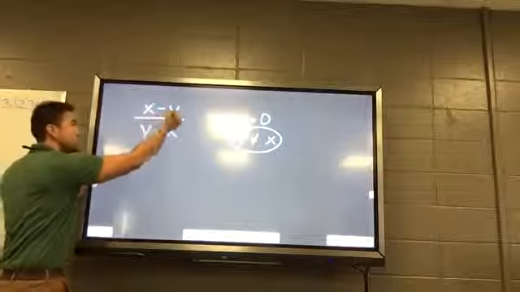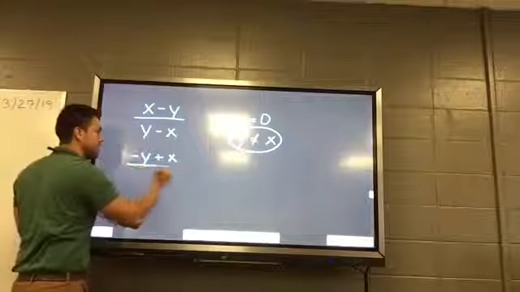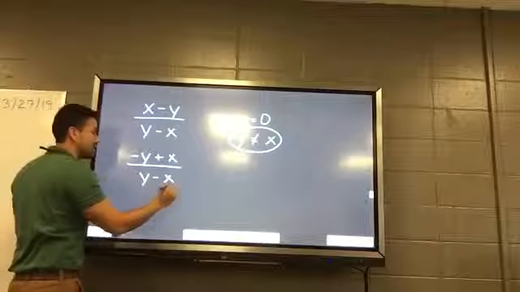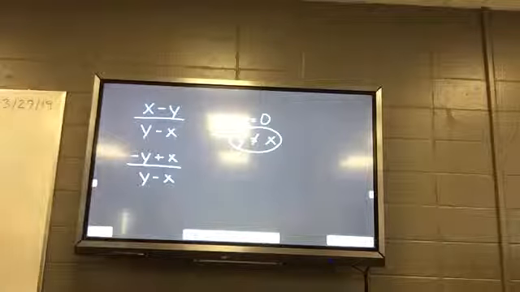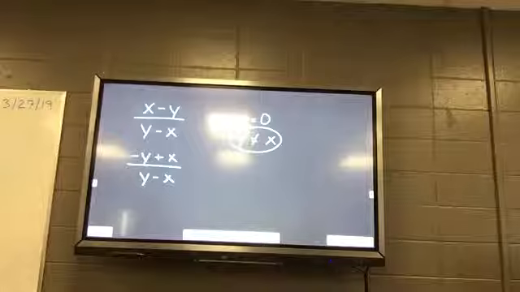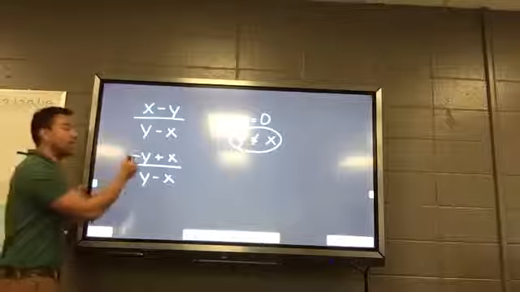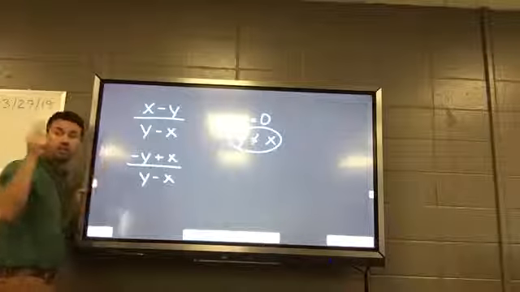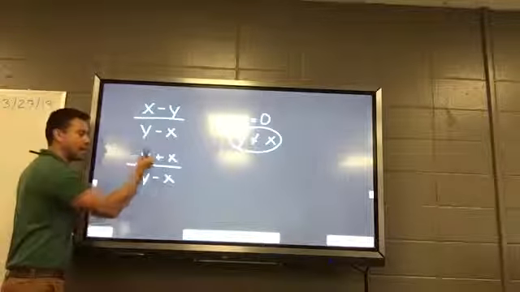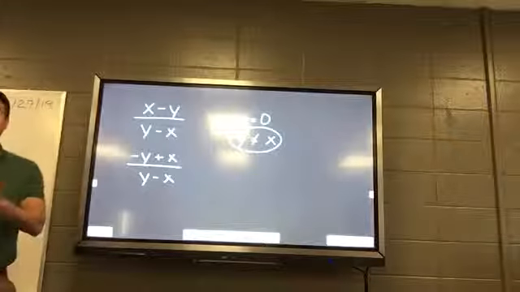Okay, hold on. If I switch these two around, you'd get negative y plus x, and then you still get y minus x. Can those cancel out? No. What can I factor out of the top, the numerator? I can factor out a negative 1.